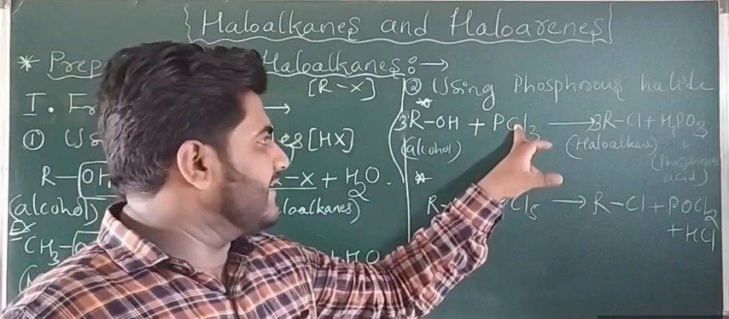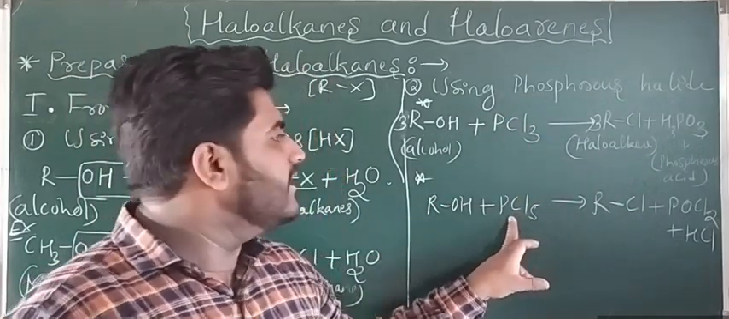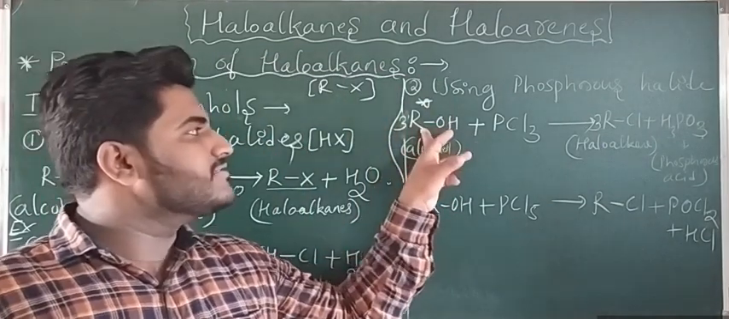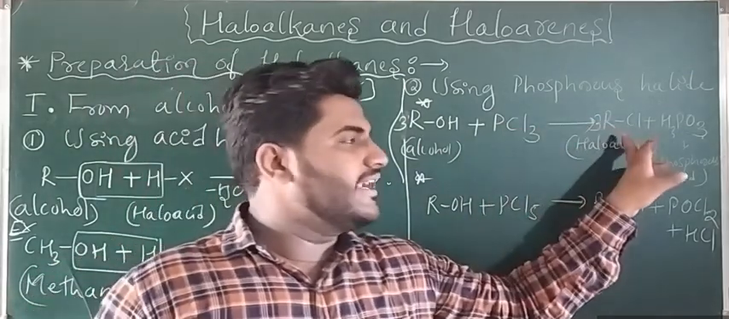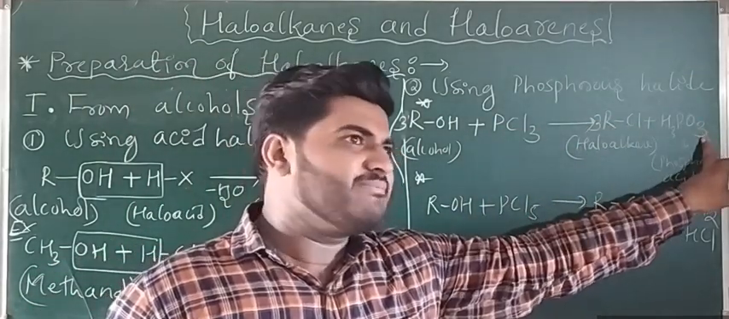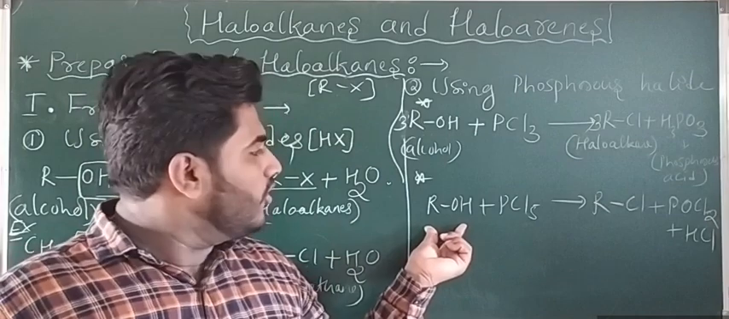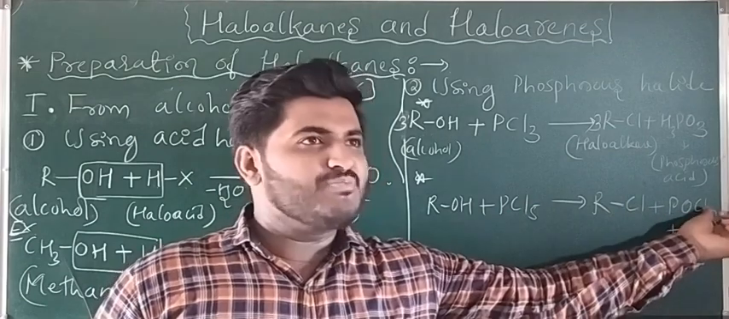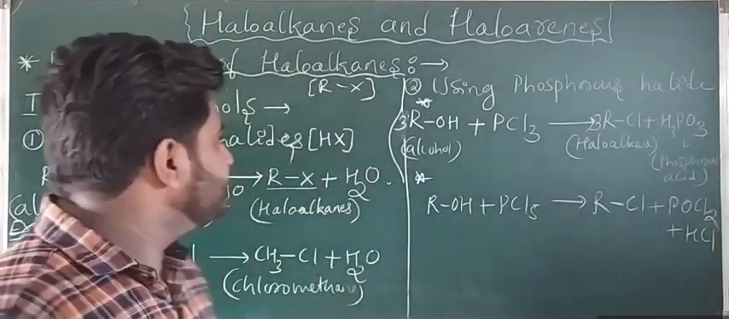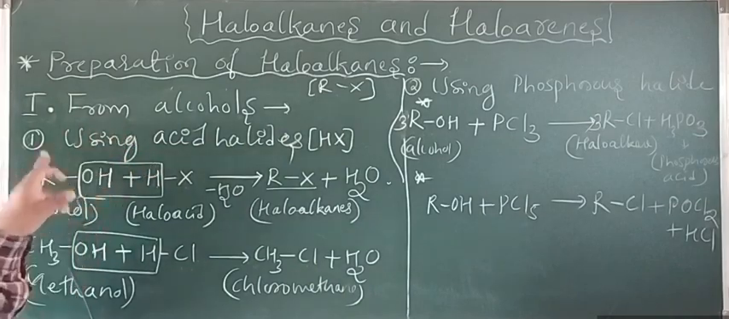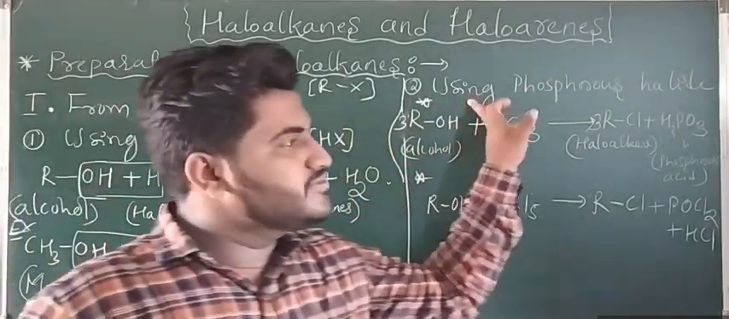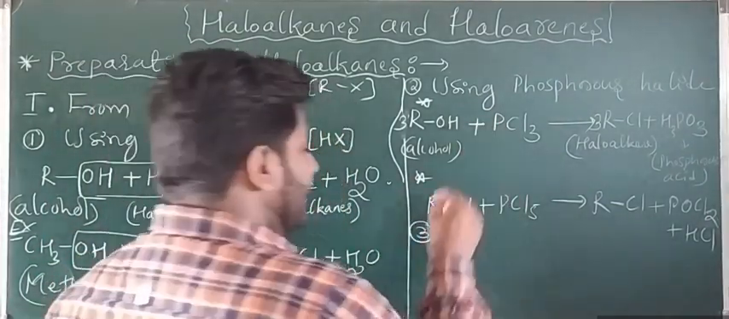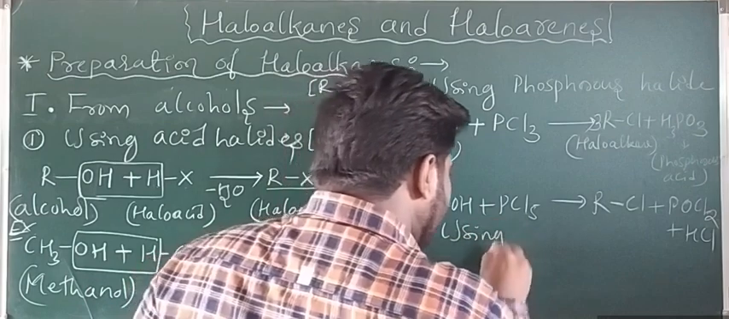So using phosphorus trichloride or phosphorus pentachloride, we can prepare haloalkanes when treated with alcohols. Alcohols treated with phosphorus trichloride give haloalkanes and phosphorus acid as a byproduct. But alcohols treated with phosphorus pentachloride give haloalkanes, phosphorus oxychloride as a byproduct, and HCl. So this is regarding preparation from alcohols. First method is using acid halides. Second method is using phosphorus halide. Third method is using alcohol only, but with thionyl chloride.